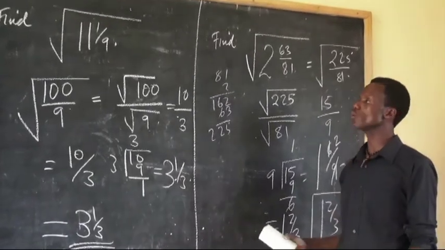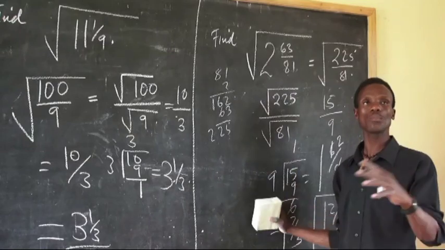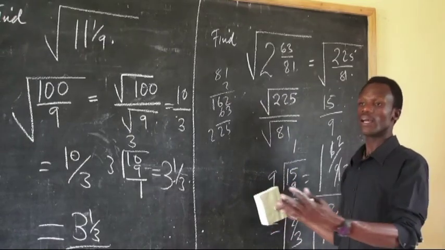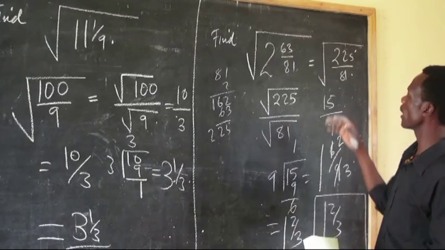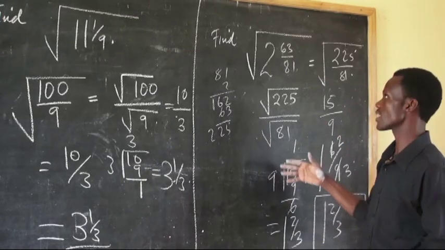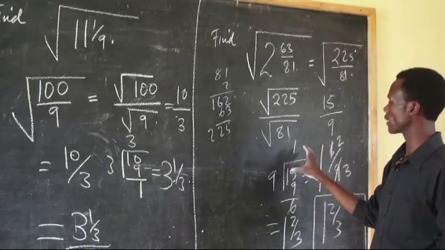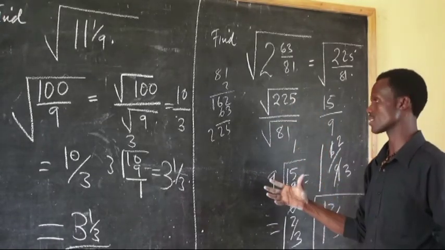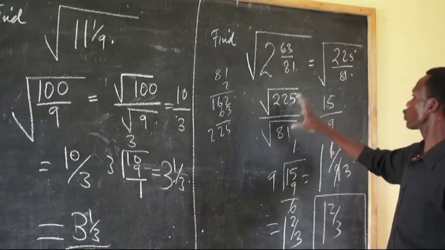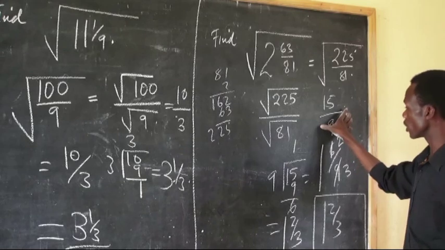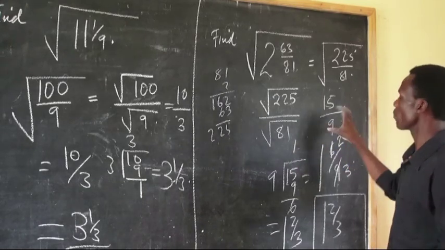The first thing that you have to know is to convert the mixed fraction into an improper fraction. We learned in fractions, so there is no problem at all. And then after you have done that, you separate the numerator from the denominator by writing them independently. You write the square root of the numerator and the square root of the denominator, and then you find the square root of each. When you have got it, make sure it is an improper fraction. Now you change that improper fraction to a mixed fraction by taking the numerator divided by the denominator.